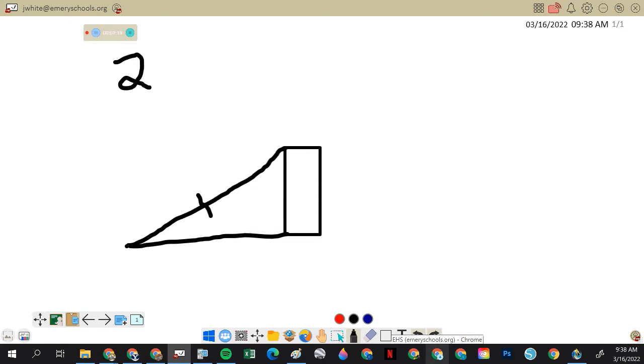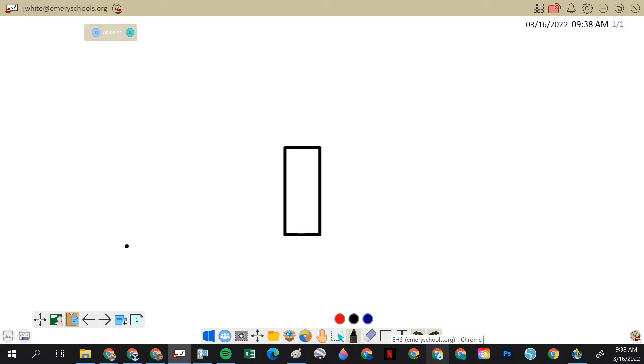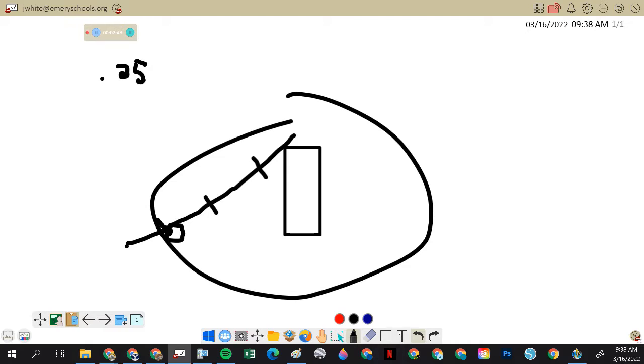Okay. What if my dilation was 0.25? So we take this distance, let's say that distance is 4 feet. We divide it by 4, times it by 25%, and it would be right here, and I would get this little rectangle. And that rectangle is exactly 1/4 as big as the original rectangle.